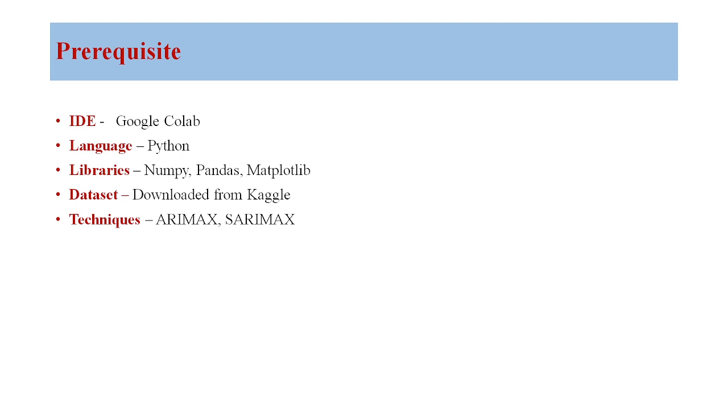NumPy is a Python library used for working with arrays. Pandas is a Python library used for working with datasets. It has functions for analyzing, cleaning, exploring, and manipulating data. Matplotlib is a cross-platform data visualization and graphical plotting library for Python and its numerical extension NumPy. We have downloaded the dataset from Kaggle. The techniques used in our project are ARIMA and SARIMA.